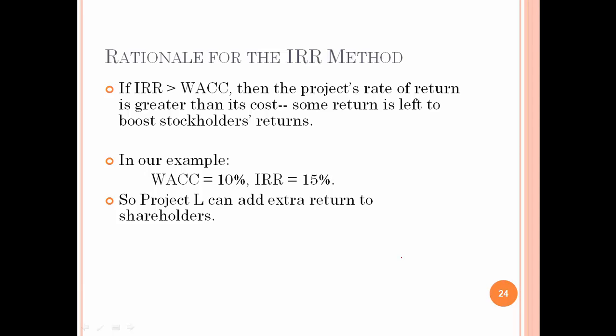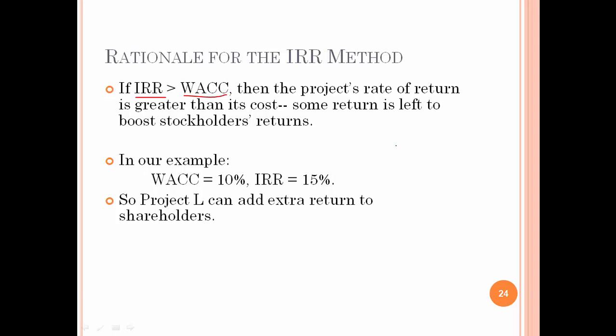So what's the rationale for the IRR method? We say IRR is the project's rate of return, and the WACC is the project's cost. So for example, if a project requires 100 million capital investment, then every year if we calculate IRR, IRR is the rate of return out of that investment. And WACC measures the cost of that capital that you raised.